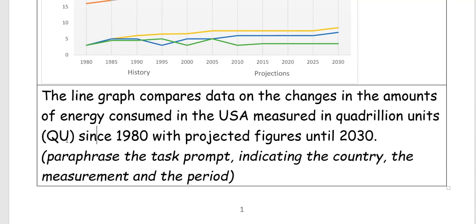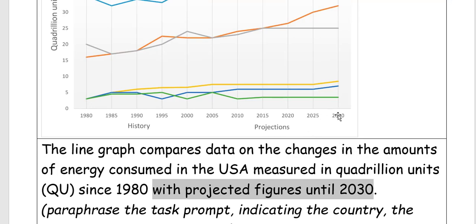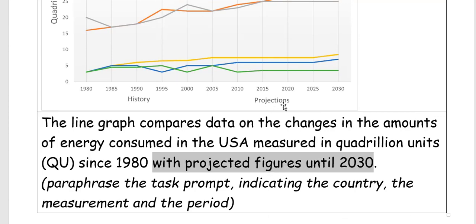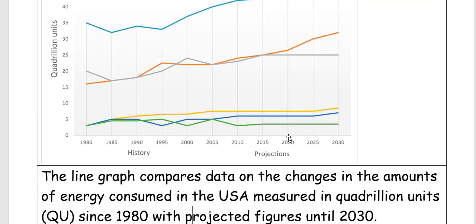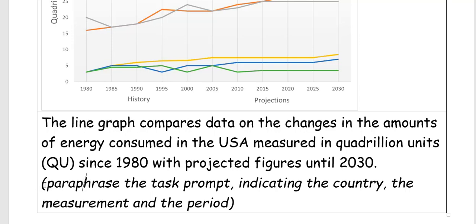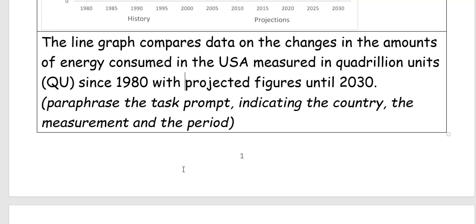And then we have QU, meaning that we are not going to write quadrillion units all the time throughout our graph description. We're going to use this abbreviation, which is QU, which stands for quadrillion units. Since 1980, with projected figures until 2030. Again, here we have the word projection, which is a noun, but here we use it as an adjective, with projected figures, meaning that we're trying to predict what the situation will be like in the future. So our job is to paraphrase the task prompt, indicating the country, the measurement, and the period.